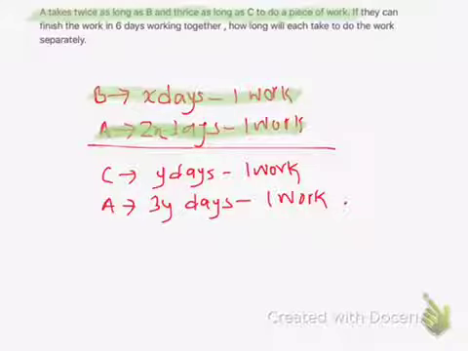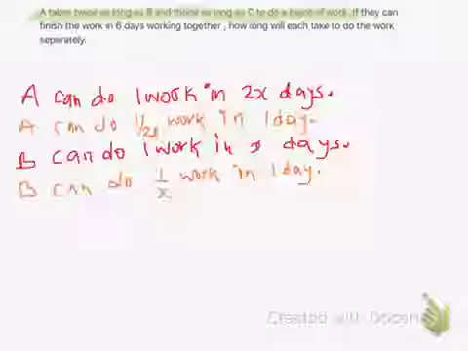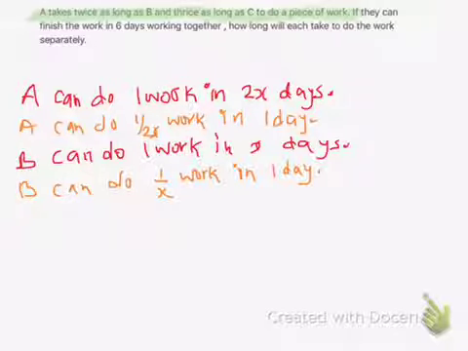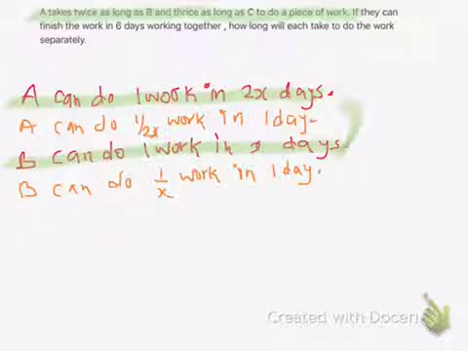And if C takes Y days to do one work, then A takes 3 times as long, which is 3Y days to do the same one work. So let's try to look for A and B. Here I've told you that A can do one work in 2x days, since B can do one work in x days, and A takes twice as long.